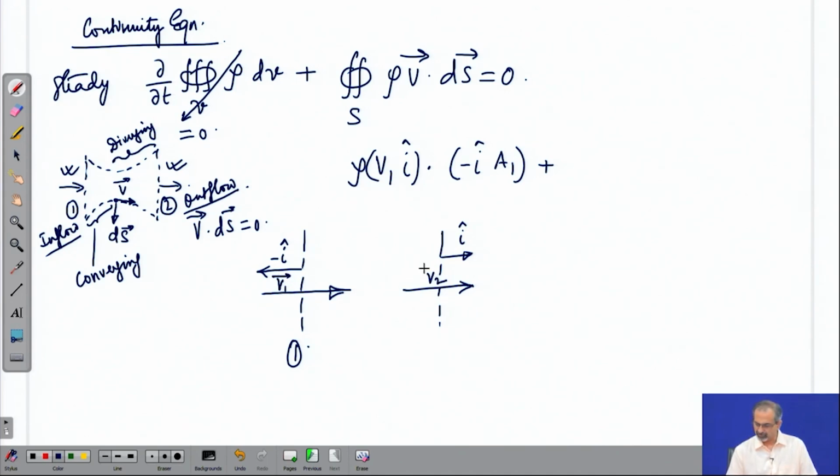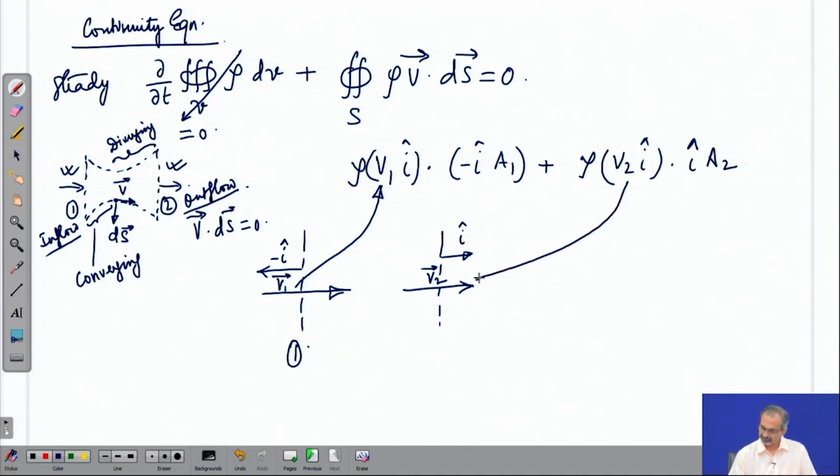So, if you represent these vectors using the unit vector, that is how they look. So, this is how it works out, and that should be equal to 0. What it finally means is A 1 V 1 is equal to A 2 V 2. So, continuity equation basically boils down to this equation.